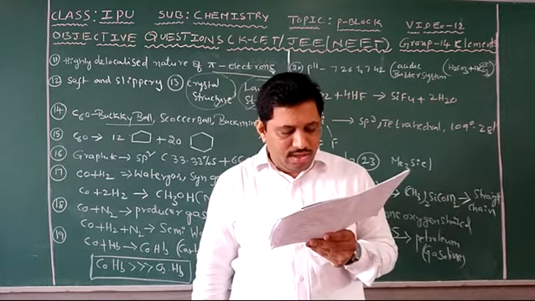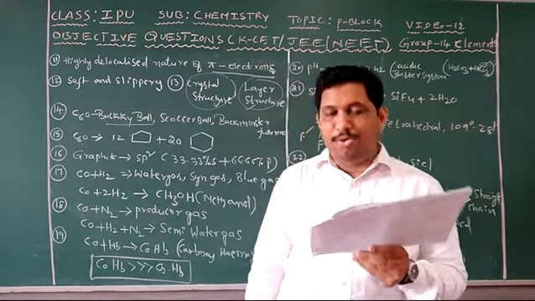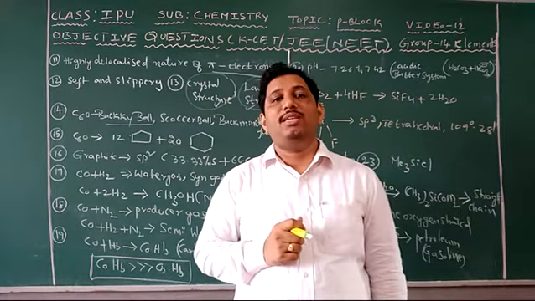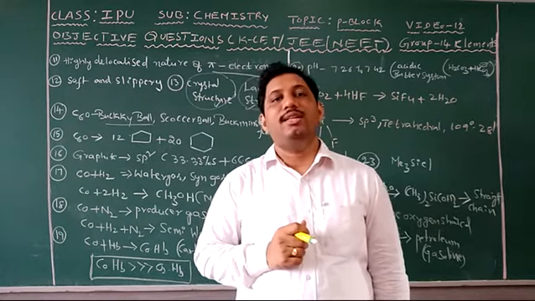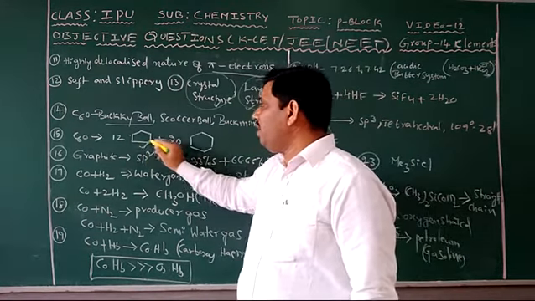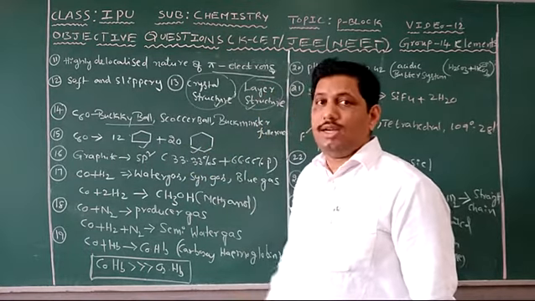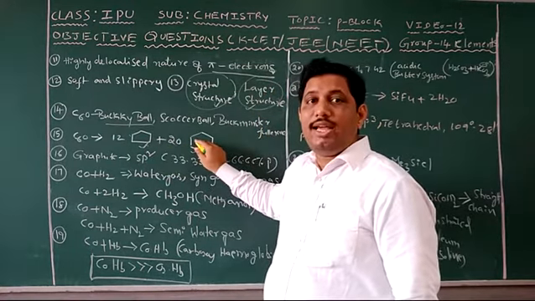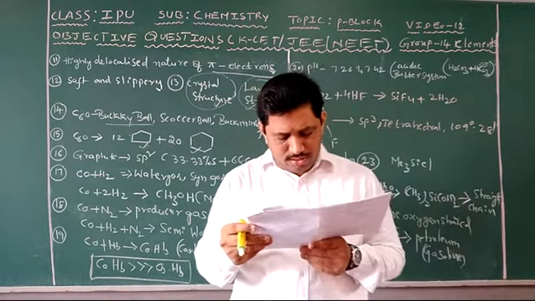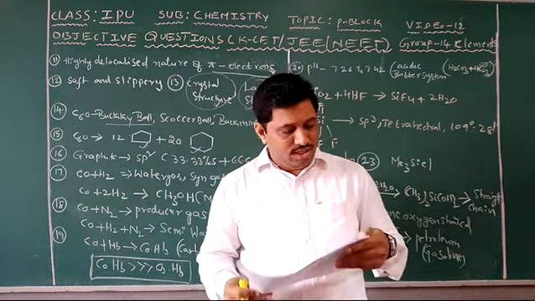Next one. Question number 15. C60 is the only pure form of carbon. We know that the pure allotropic form of carbon is Buckminsterfullerene, that is buckyball or C60. It is having 12 pentagons and 20 hexagons, 12 five-membered rings and 20 six-membered rings. Next one. Question number 16.